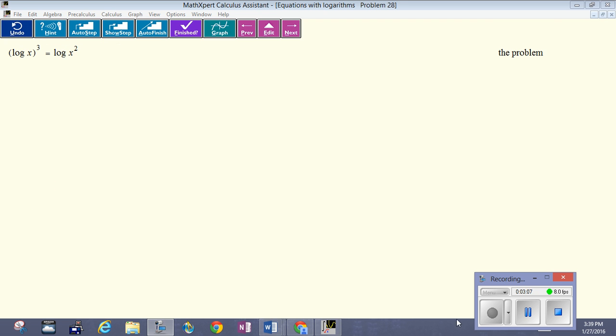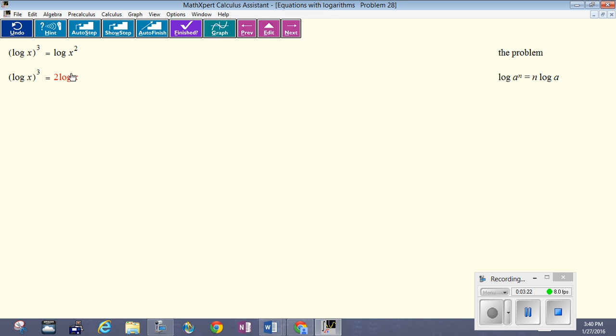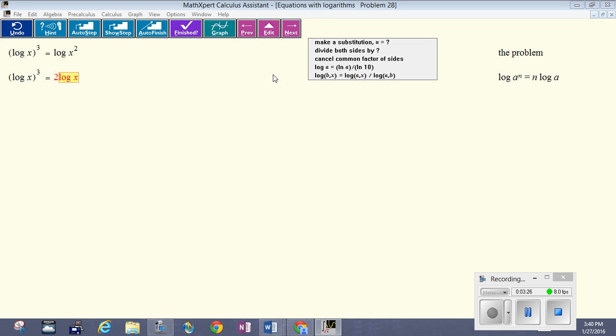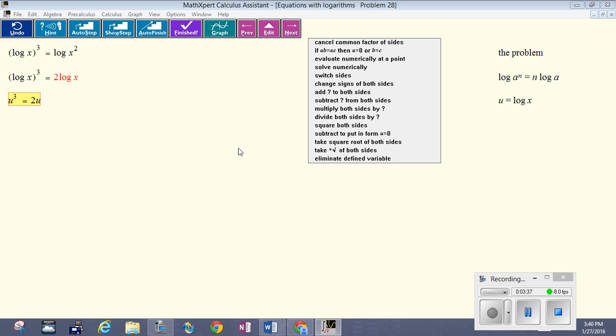Now this is a good one because this one is a little deceptive. This is number 13, okay? First off, I would use my power rule over here and bring that down. And now I do a substitution because this is log x, which means that this is u cubed equaling 2u, okay? So at that point, you should be able to resolve it, okay?